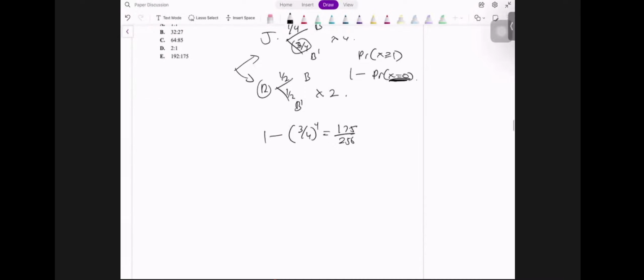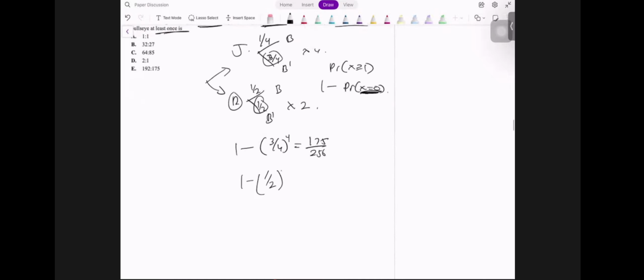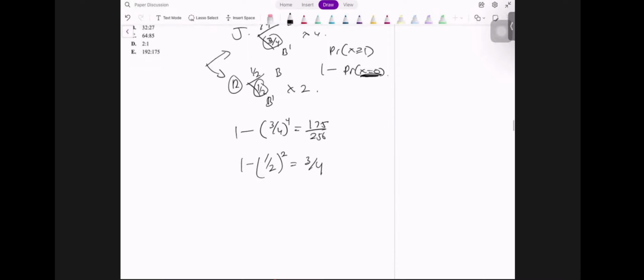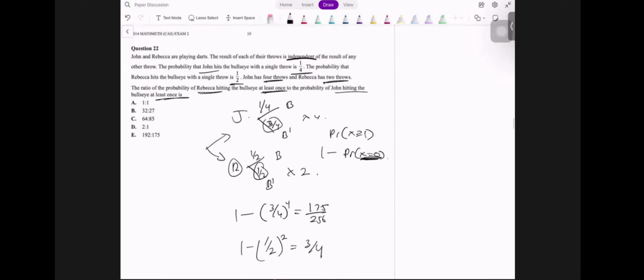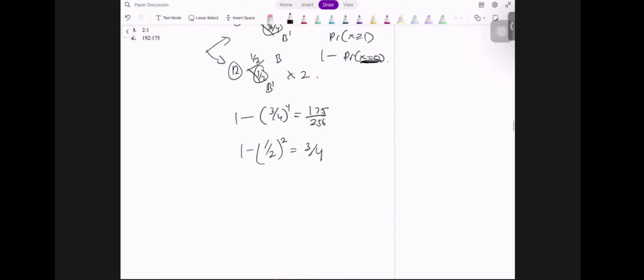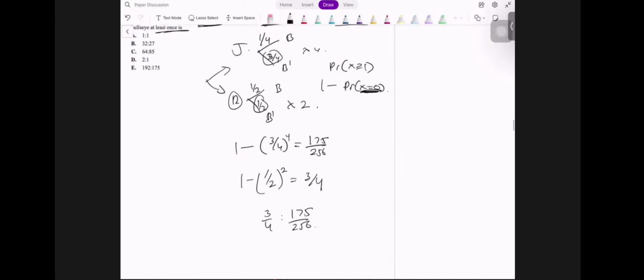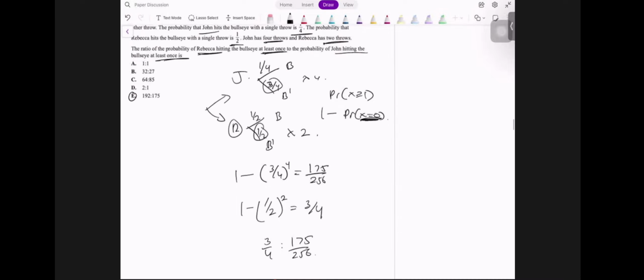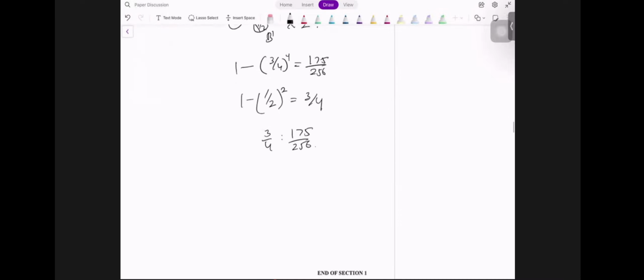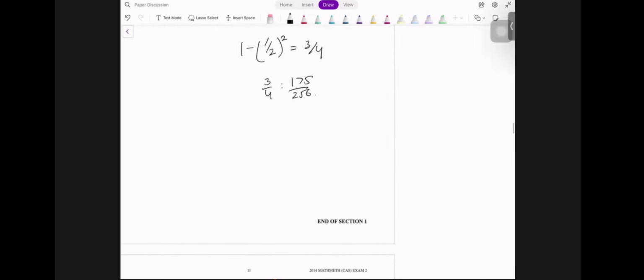Then Rebecca's is 1 minus a half, because that's the chance of her not getting it, and that's going to happen twice in a row. So it'll be 1 minus a half squared, which should be 3/4. Then it's just a matter of checking the ratio from Rebecca to John, so that'll be 3/4 to 175 over 256. Simplify this, you do get E.